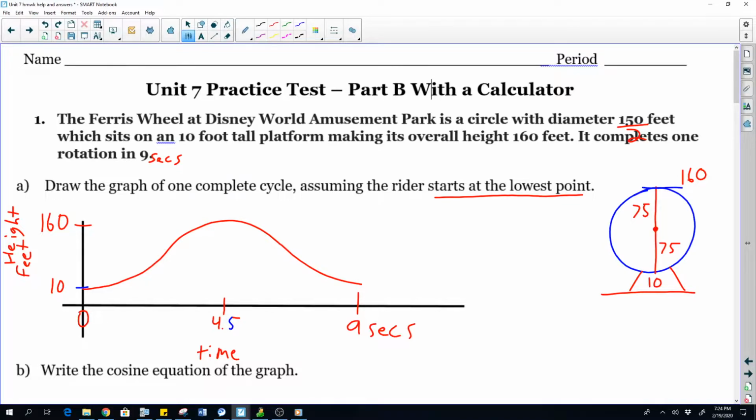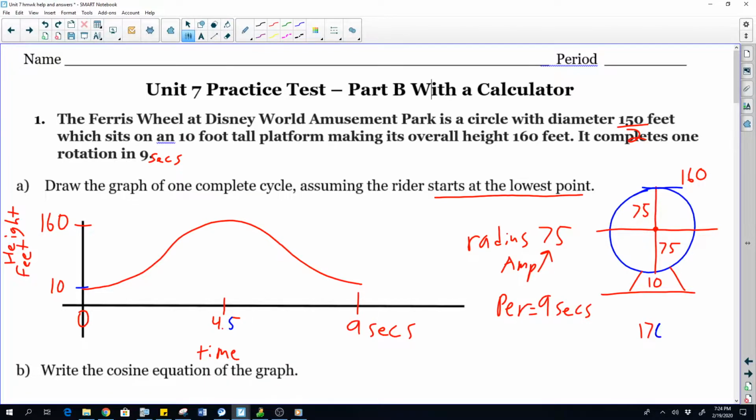Okay, now write the cosine equation. So the radius, of course, is going to be the amplitude, right? And so we figured out the radius is 75, which means that our amplitude is 75. Nice. Okay, they gave us our period is 9. Awesome. And then we also want to figure out the midline. So the midline we are going to have to figure out. And you can do it in 2 ways. You can eyeball it, 160 minus 75. Or you can do the maximum plus the minimum divided by 2.